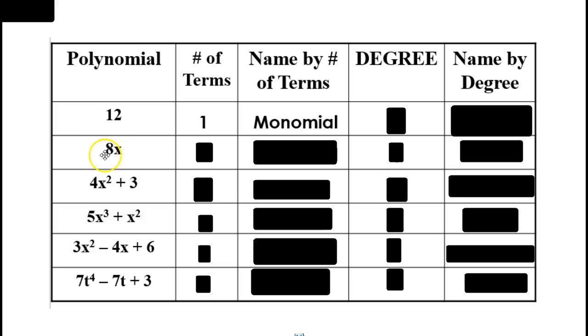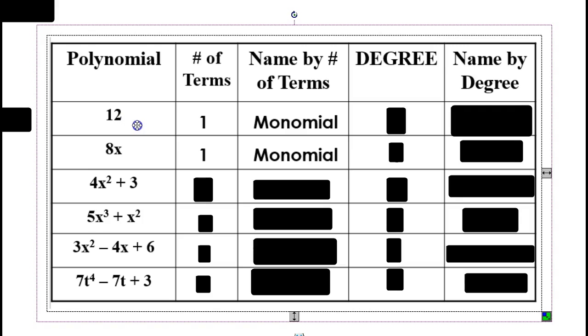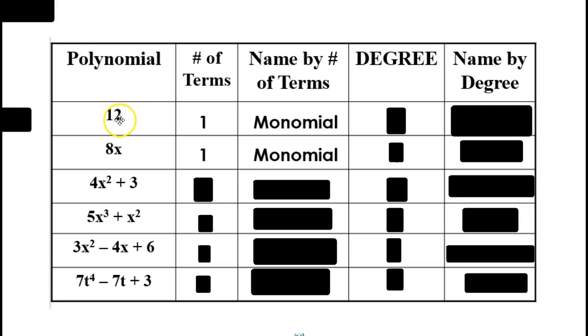The second example, 8x, also has one term, so we would also call it a monomial. Any polynomial that has only one term is called a monomial. Now, the degree is based off of the exponent, and 12 does not have an exponent. So what would be the understood degree if it's a constant term? It doesn't have an exponent, so we would say the degree is 0.